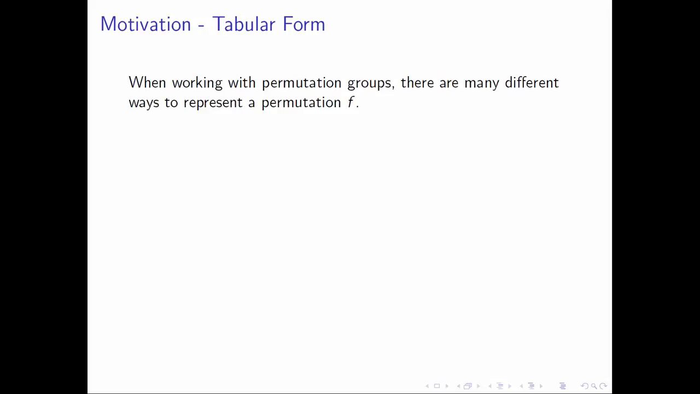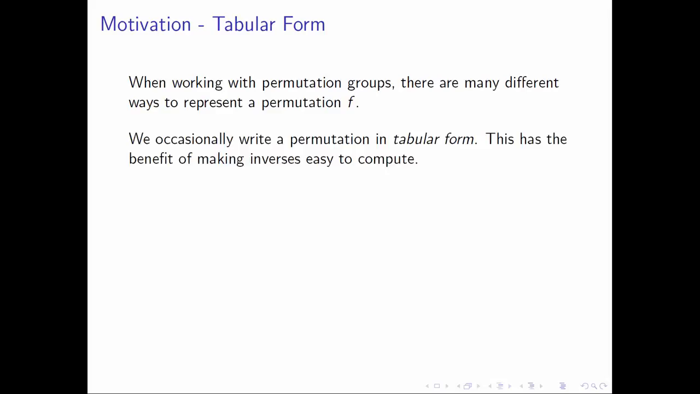So let's begin with one of the methods that we've already covered so far. This is writing a permutation in tabular form. Whenever we're working with permutation groups, there are lots of different ways to represent a permutation F, and the way that we choose to represent this permutation depends on what we want to do with it. Very early on when we study permutation groups, perhaps the first thing that we do is represent a permutation in tabular form. It encompasses the most information, gives you the easiest, most basic way of thinking about a permutation. And it also has the benefit that it makes inverses very easy to compute.